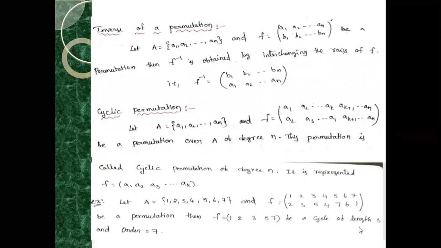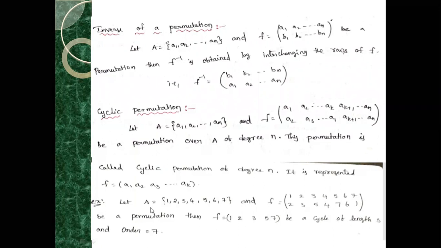So it is a cycle of length, and the length means the number of elements: 1, 2, 3, 4, 5. So 5 elements, so it is a cycle of length 5. But the degree, or order, of this given permutation is 7, the highest number in the permutation. So the order is equal to 7.